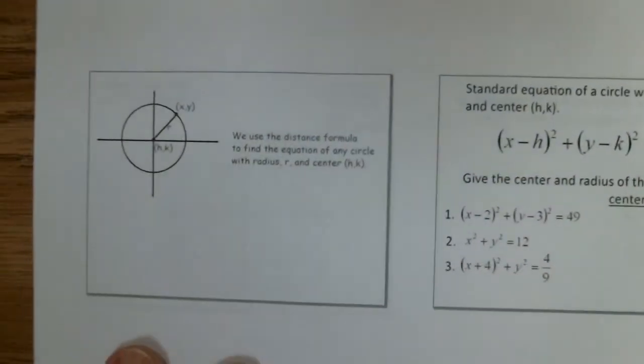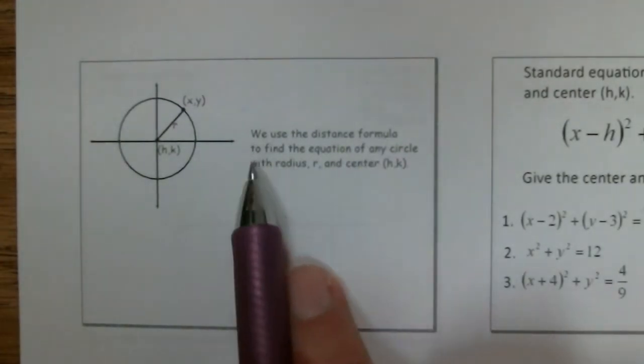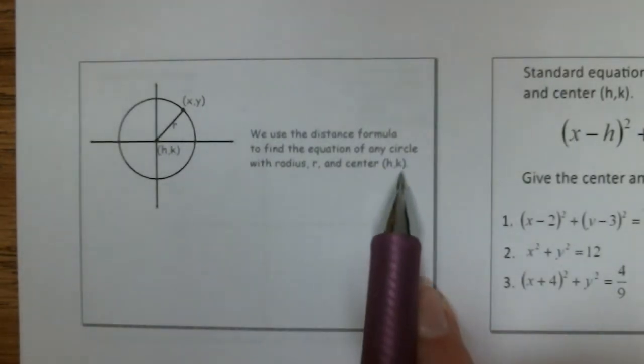Okay, so let's look at this very, very important slide here in your notes. All right, so it says, we use the distance formula to find the equation of any circle with radius r and center (h, k).